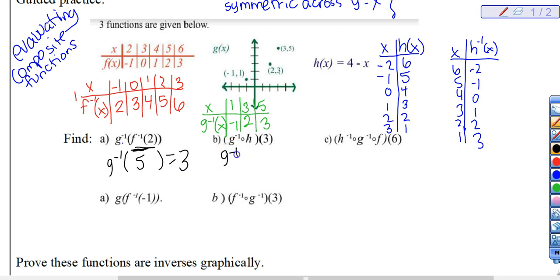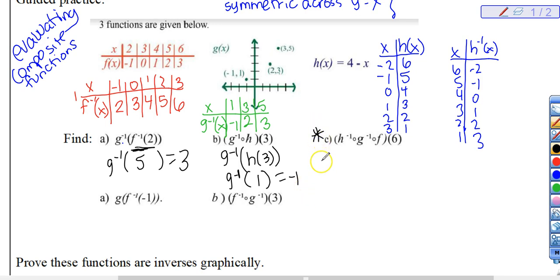Let's go to this one, G inverse of H of 3. So we're going to start composing, plugging a 3 into H. So here we go. When H is 3, what's your H of X? 1. So the G of negative 1, or G inverse of 1. So now we go to our G inverse. We plug in a 1, we get out negative 1.